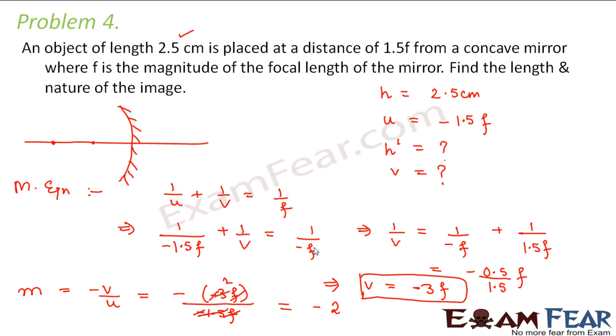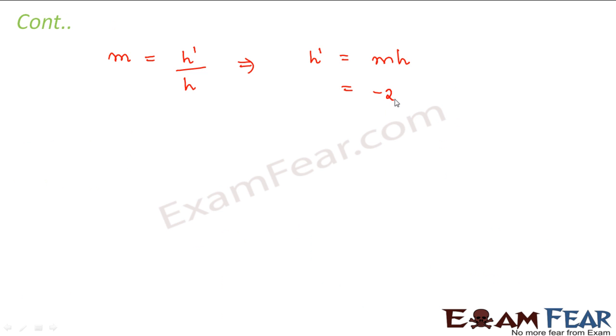So once I know the magnification and the height of the object, I can calculate the height of the image. Magnification is defined as height of image by height of object. So I can calculate height of image as magnification into height of object. What was the magnification calculated? It is minus 2. And what is the height of the object? It is 2.5 centimeters. So this will be minus 2 into 2.5 centimeters, which is minus 5 centimeters.